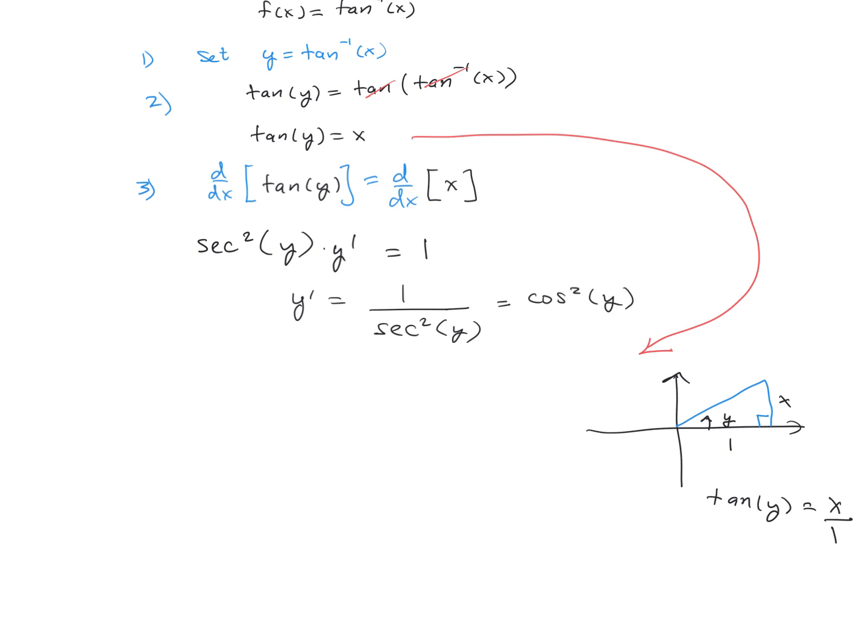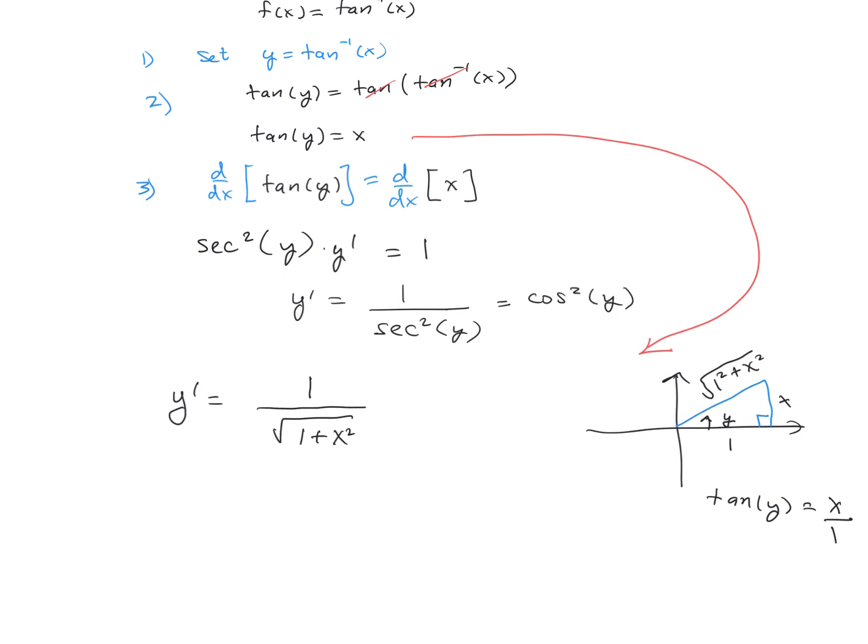So now what we need to do is find that missing side. And we know from the Pythagorean theorem that a squared plus b squared equals c squared, where a and b are legs and c is hypotenuse. So if we take our 1 and square it, and our x and square it and take the square root, that's going to give us our hypotenuse. So therefore, our y prime is equal to that cosine ratio squared. And now the cosine ratio is going to be the adjacent side, which is 1, divided by the square root of 1 plus x squared.